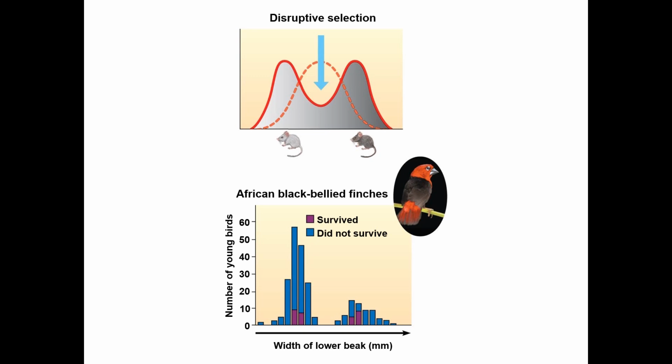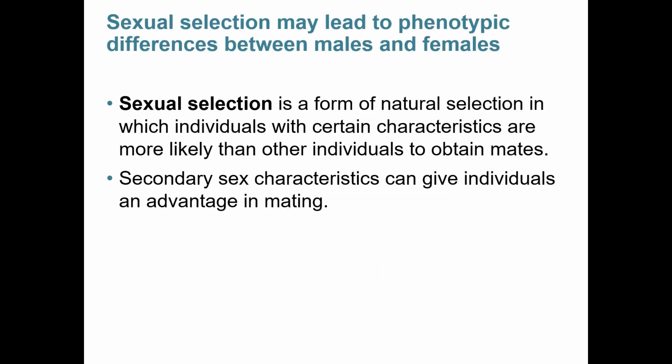Another form of natural selection can be sexual selection. In this form, individuals with certain characteristics are more likely than others to obtain mates, and this usually involves secondary sex characteristics that give them some kind of advantage. Good examples of this are when you see species where the male looks different from the female. This is called sexual dimorphism.